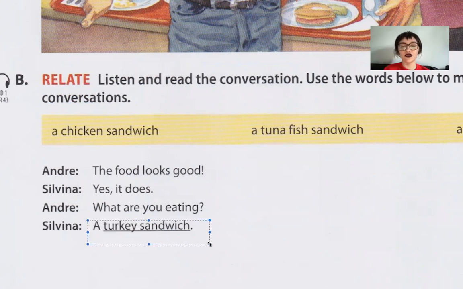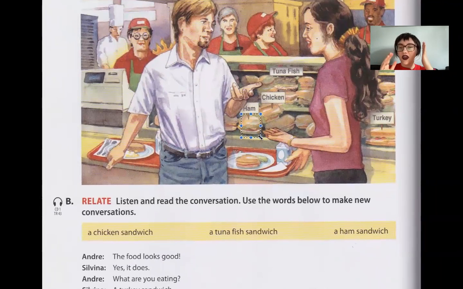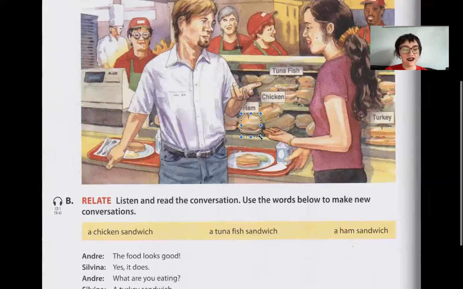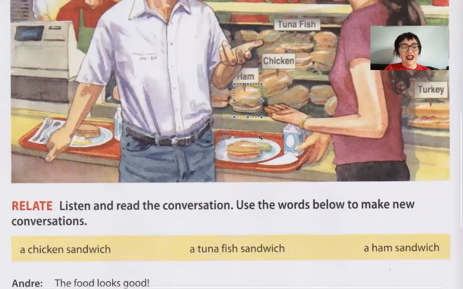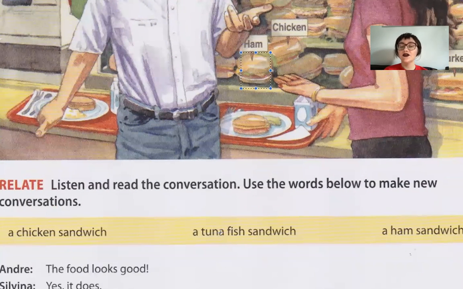A turkey sandwich. So we call these the little things with bread on two sides, meat in the middle, lettuce, cheese. When you put that all between two pieces of bread, we call that a sandwich. So we can have a chicken sandwich, a tuna fish sandwich, or a ham sandwich, right? I'm going to say that again. A chicken sandwich, a tuna fish sandwich, or a ham sandwich.